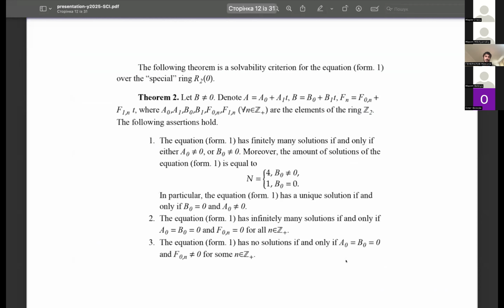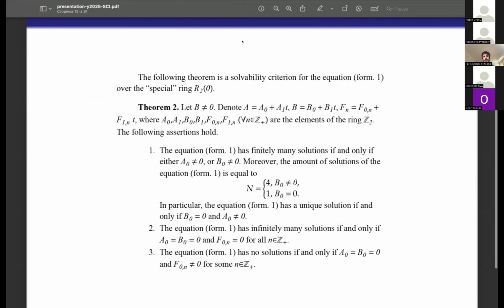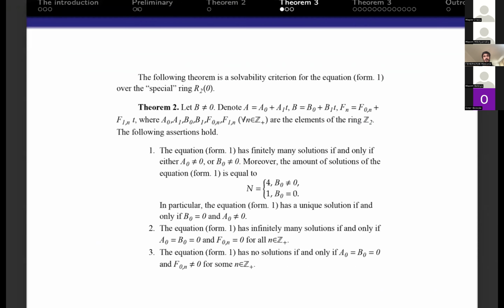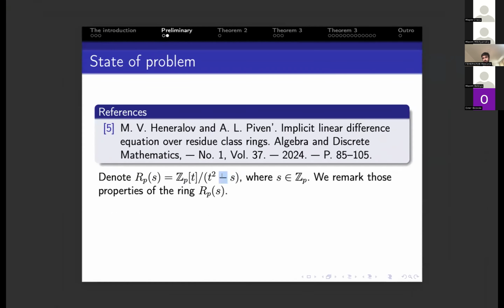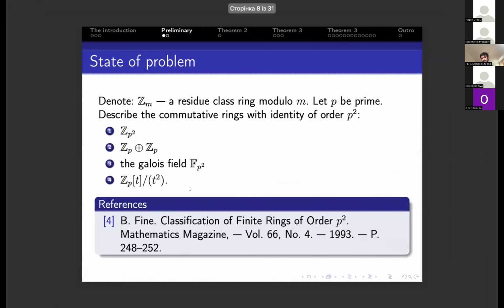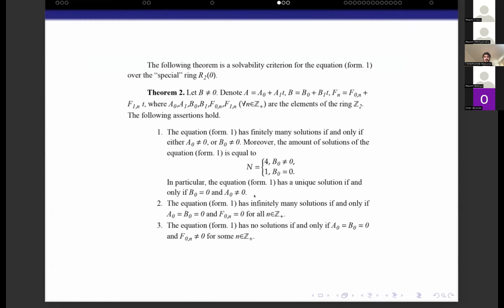The next theorem establishes the solvability criterion for the most interesting case, the case of a special ring, which is actually the ring R2 of 0. Let me remind you what R2 of 0 is. It's just a special ring, Z sub p of T factorized by T squared. So let B be a non-zero element of this ring.